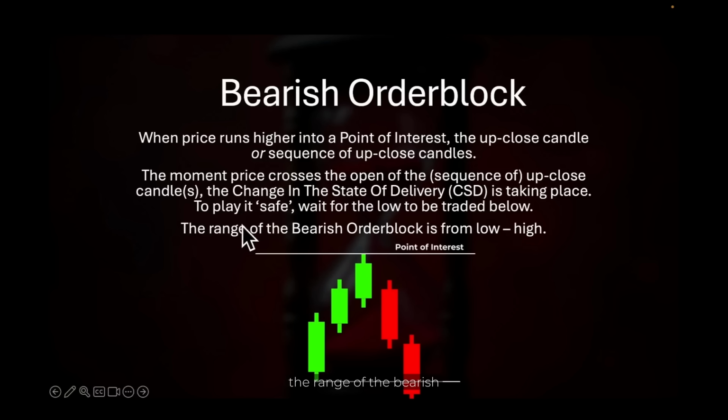The range of the bearish order block is from range low to range high, meaning from the lowest price level to the highest price level of that one up-close candle or sequence of up-close candles which repriced into your point of interest. When we pay attention to this example, what you can see is that there are 3 up-close candles which repriced into the point of interest.